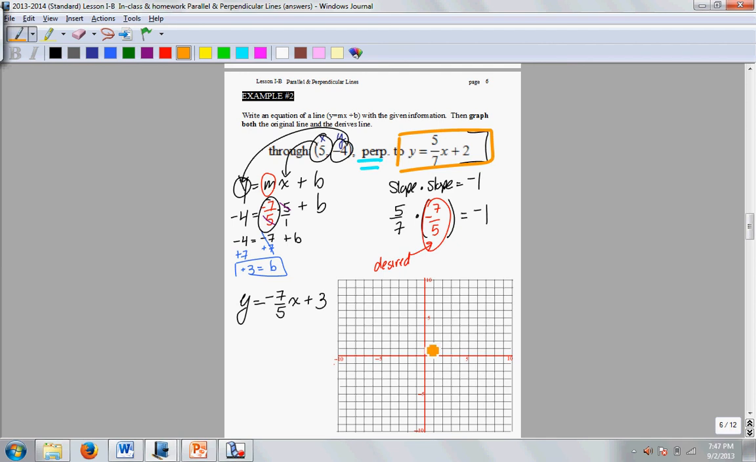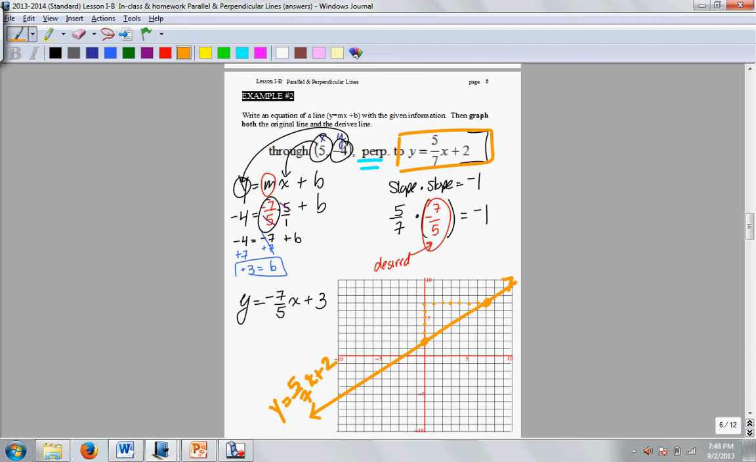So we have +2, and we're going to rise 5 and run 7 in the positive direction. So rise 5, 1, 2, 3, 4, 5. Run 7, 1, 2, 3, 4, 5, 6, 7. There's your original line. Y equals 5/7x plus 2.